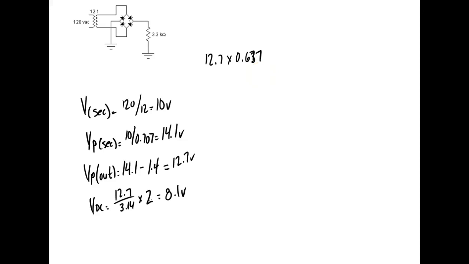You can use the 0.637 if you want to. Y'all understand that? Y'all can use 0.637 if you want to, but I like 2 peak over pi because to me it's so easy to remember. Now I know the 0.637 because I've used it so long.